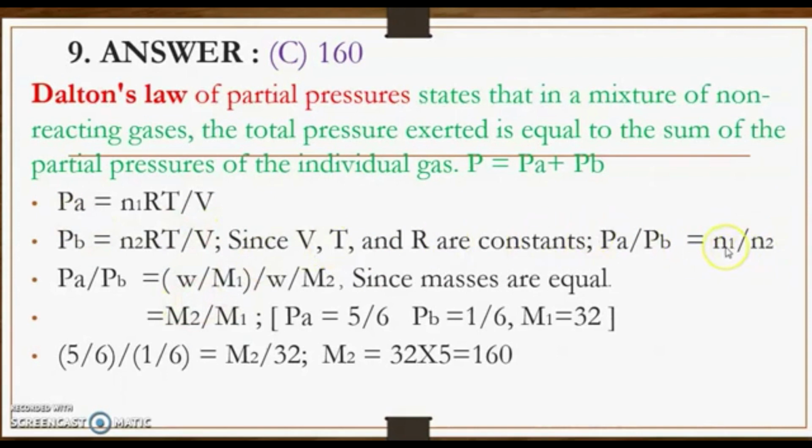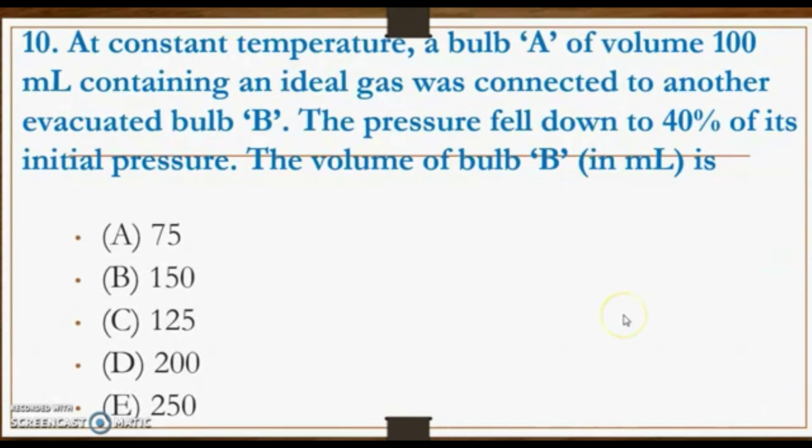Then n1, the number of moles, is equal to weight divided by molecular weight. Here equal weights are taken, therefore both of them are W. So W by M1 divided by W by M2 is equal to M2 by M1. So Pa by Pb is equal to M2 by M1. Substituting 5/6 for Pa and 1/6 for Pb, and the molecular mass of oxygen being 32, M2 is equal to 160. Okay, now let us go to the next question.